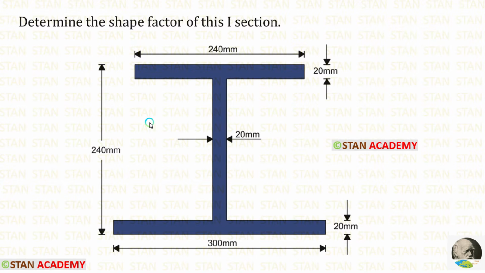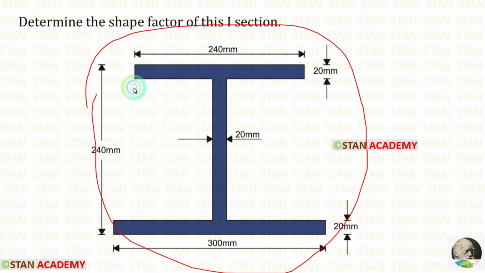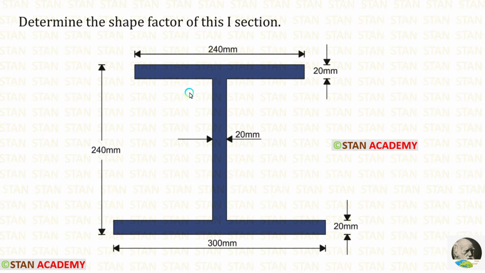Hello everyone. Today we are going to find the shape factor for an unequal I section. You can see that this I section is unsymmetrical. In this I section, all the dimensions are given.